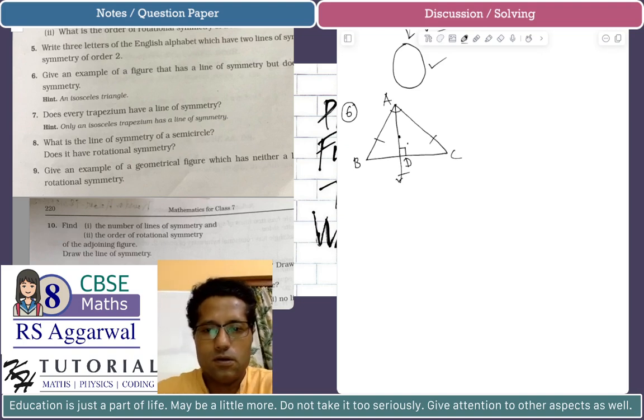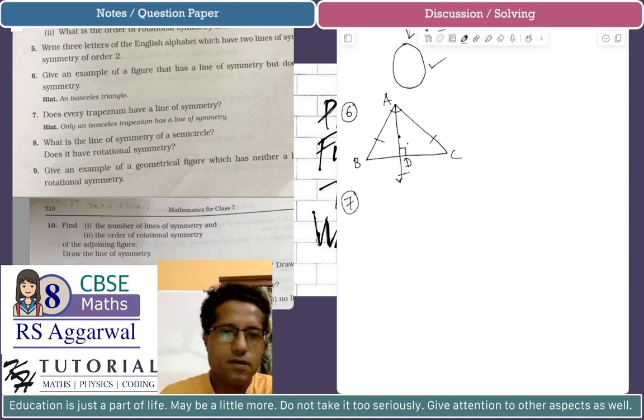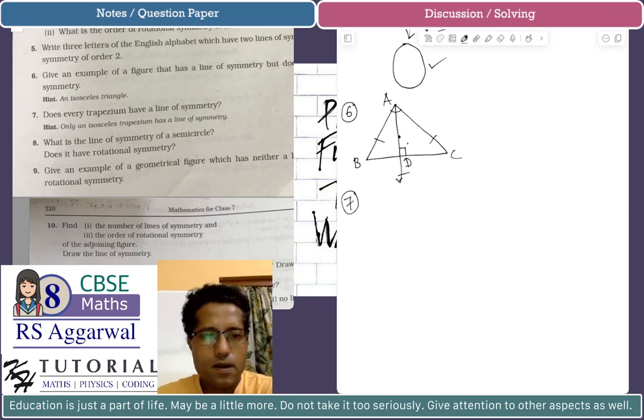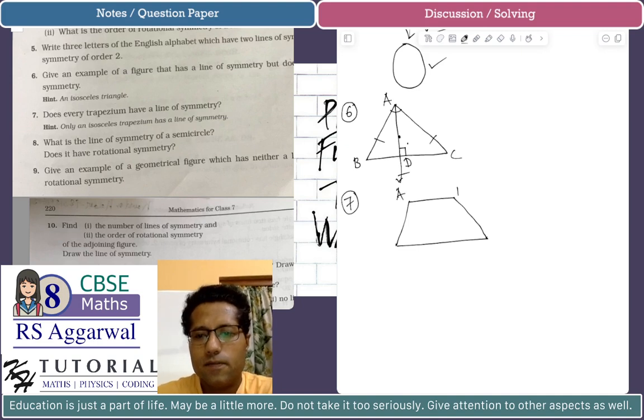Okay, let's do problem number 7. Does every trapezium have a line of symmetry? No. What is a trapezium? A trapezium has two parallel sides, two opposite sides are parallel, and they are not equal. So this is a trapezium ABCD where AB is parallel to CD.